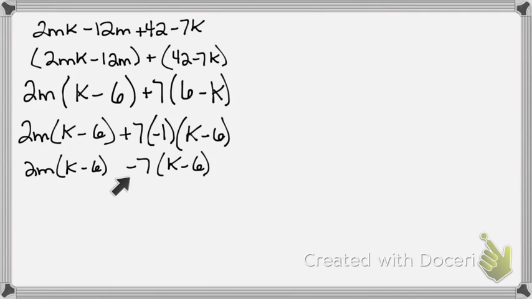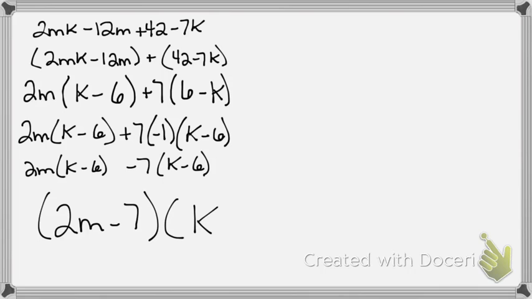Okay. And now look what we have. We have K minus 6 and we have K minus 6. So now we can factor by grouping. Okay. So your correct answer for this would be, I would combine my 2m and my -7. I would group that together. And then I would have my K minus 6. That would be your answer for this one.